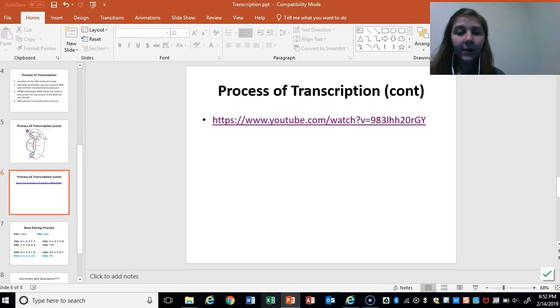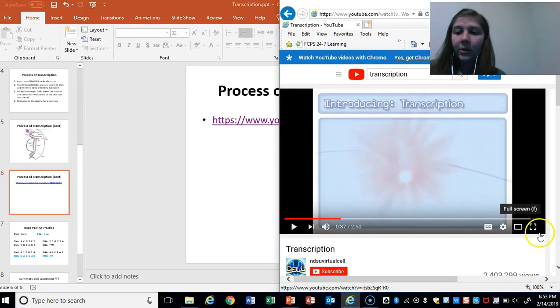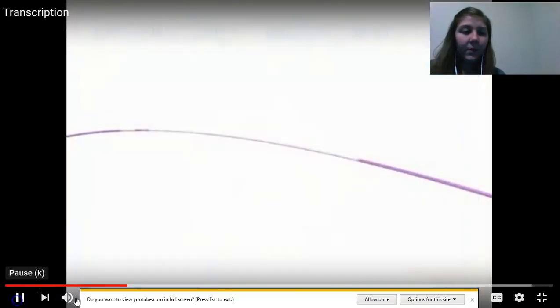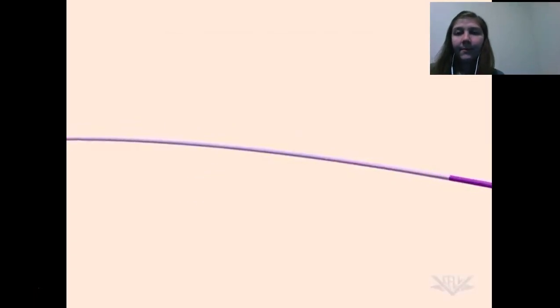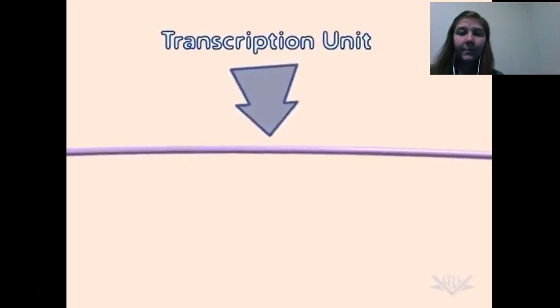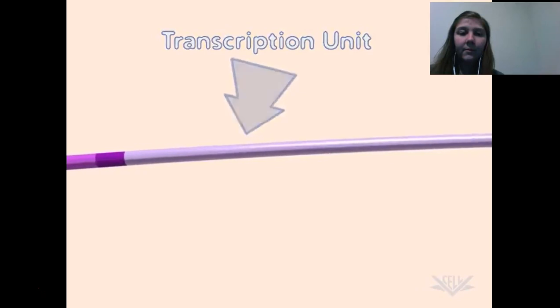So here's a quick video showing you transcription. Transcription begins with a strand of DNA. It is divided into several important regions. The largest of these is the transcription unit. This portion of the DNA will be used to produce RNA.